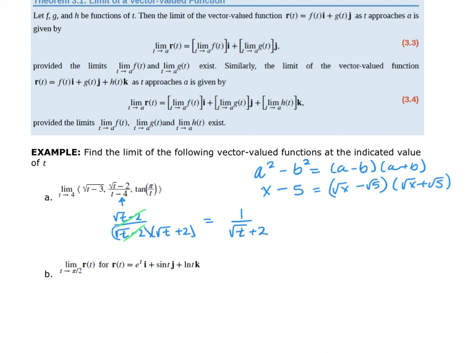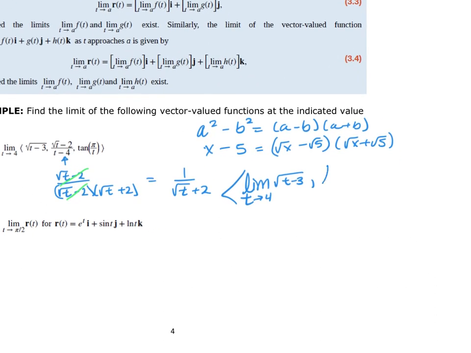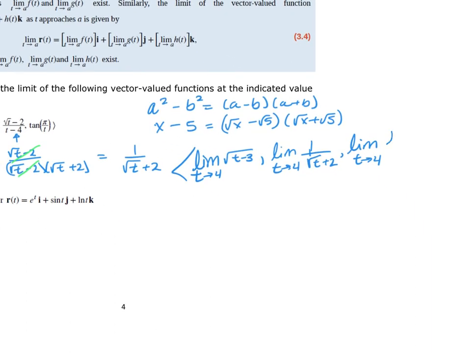So let's go ahead and take the limit now. The limit as t approaches 4 of the square root of t minus 3, that'll be my first component. And then I'm going to take the limit as t approaches 4 of 1 over the square root of t plus 2. And then my last one is the limit as t approaches 4 of the tangent of pi over t.